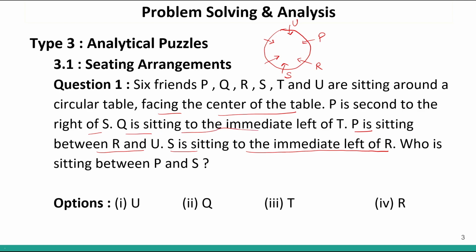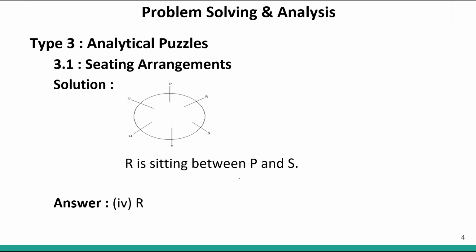Q is sitting to the immediate left of T. So if T sits over here, Q will sit to the immediate left. Left of T will be over here. So this is the final positioning. Now we have to find out who is sitting between P and S. So between P and S, you can see that R is sitting. So option number 4, R will be the correct answer. Here you can see that R is sitting between P and S.